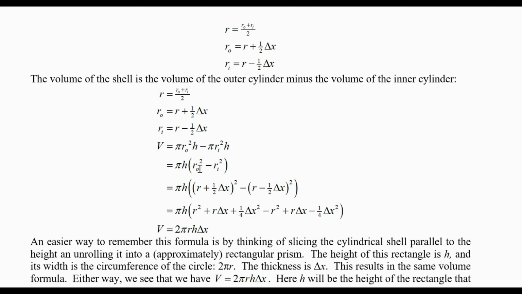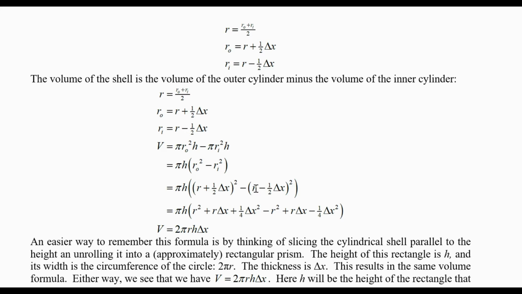Now, this is kind of cool here. R sub o is r plus a half delta x. The inner one is r minus a half delta x. So I'm going to be able to square this and get it in terms of r. And look what happens here. You square the first term, get r squared. You square the last term, you get a fourth delta x squared. Those are both positive. Multiply and double it for the middle, the half cancels, you get 2r delta x.